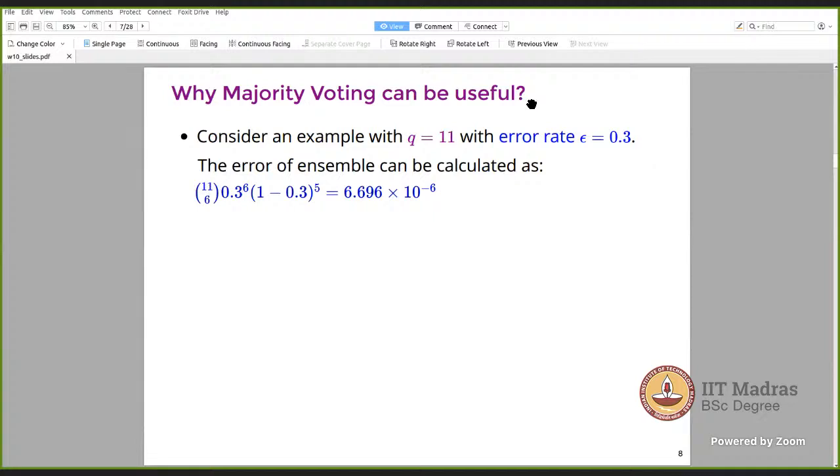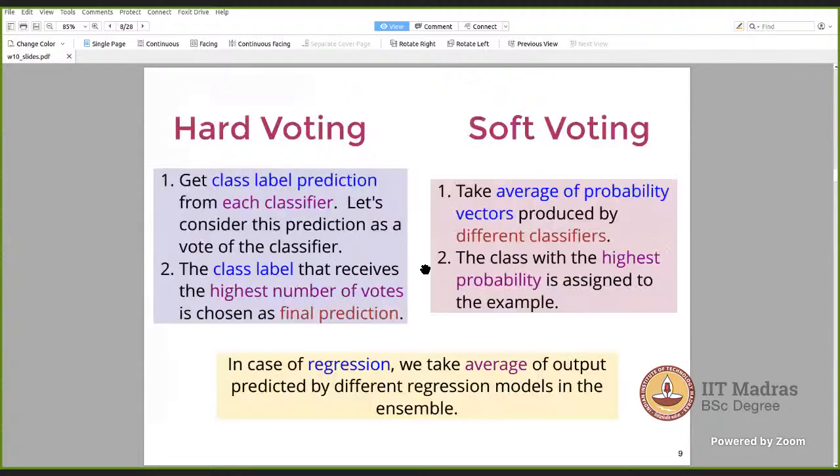What would be the majority in 11? The majority would be 6, right? So for 6 out of these 11 to be making a wrong prediction, what would be the probability? That would be this: 0.3 is the wrong prediction, 0.7 is the correct prediction, and the correct one is given by 5 predictors, the wrong one is given by 6 predictors. So this is the probability of the ensemble giving us the wrong prediction, which is way too less, right? That is a broad idea of why the wisdom of crowds should work, why ensemble or majority voting should work.